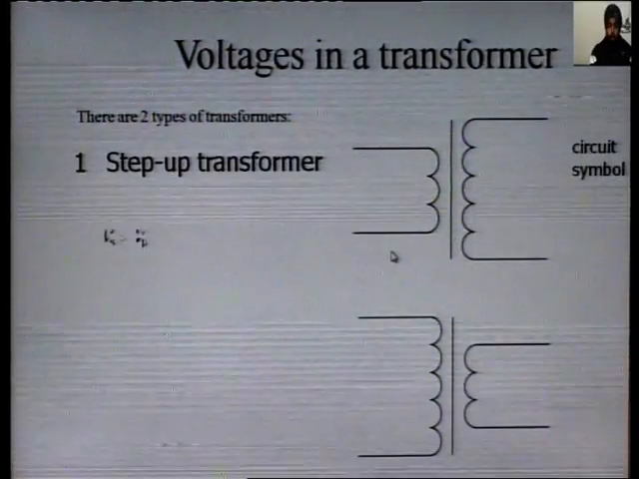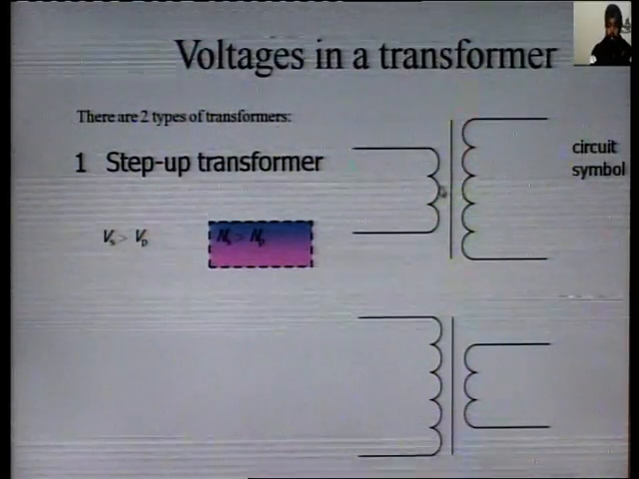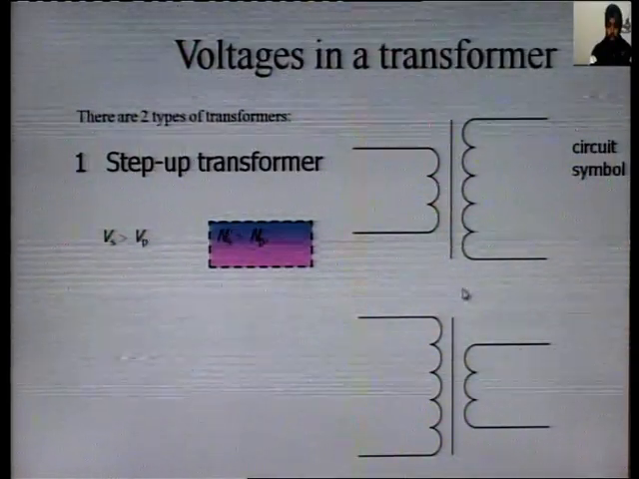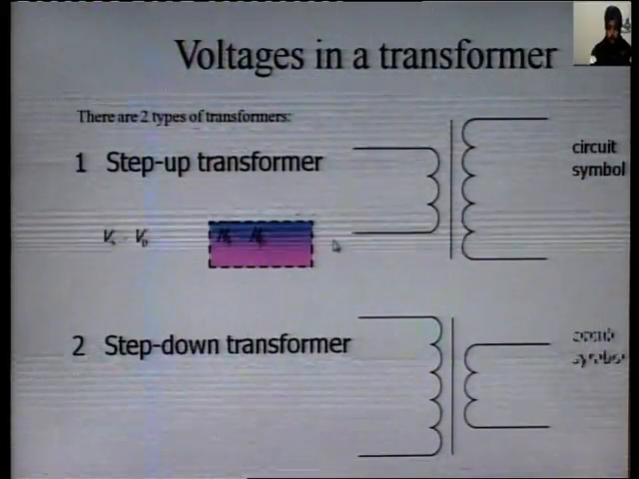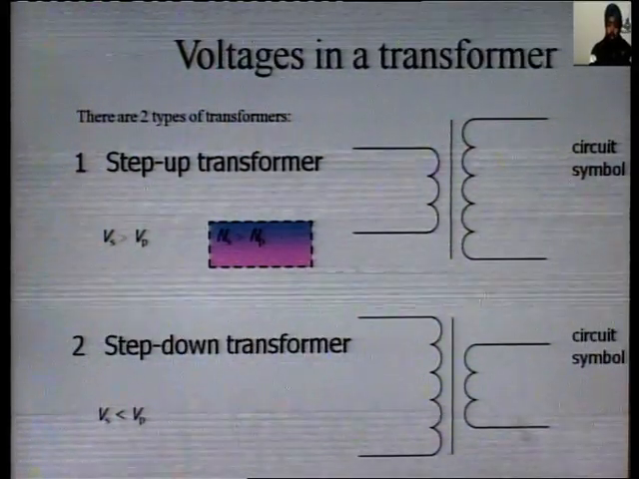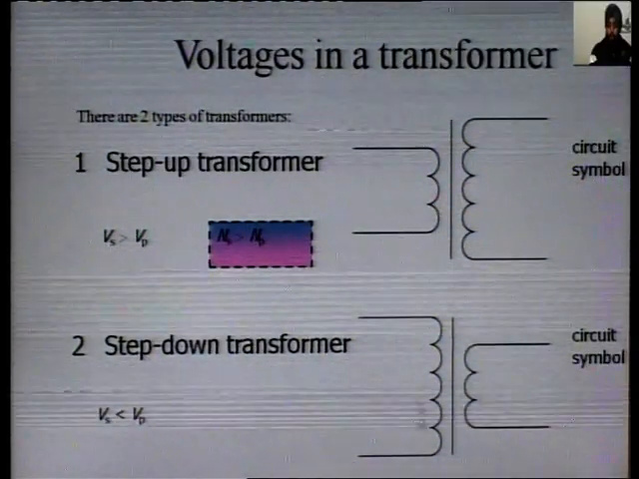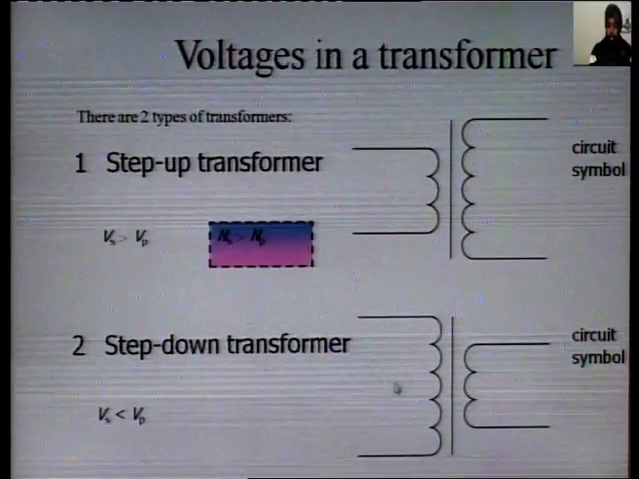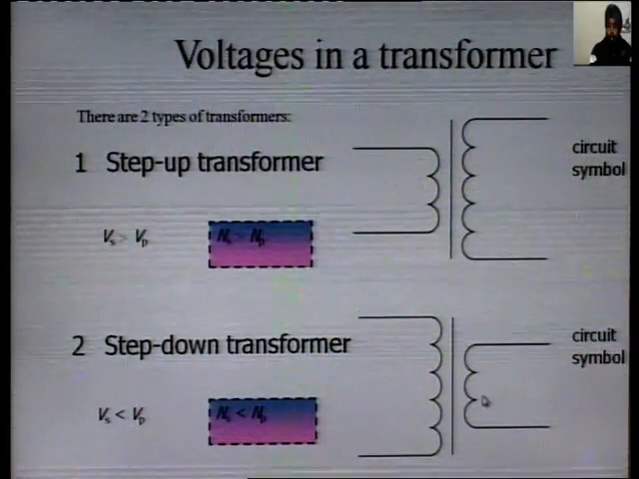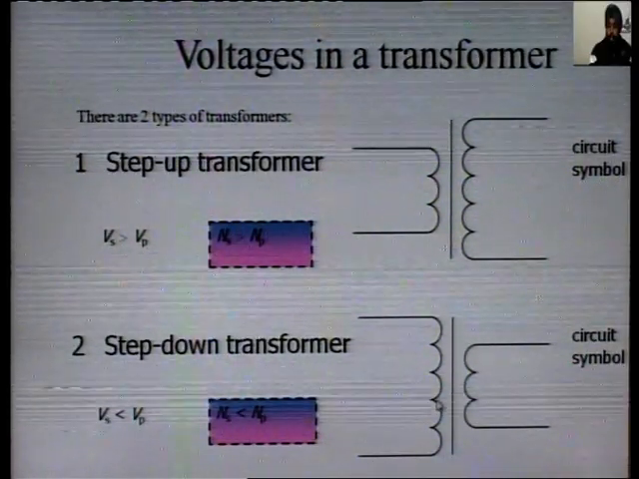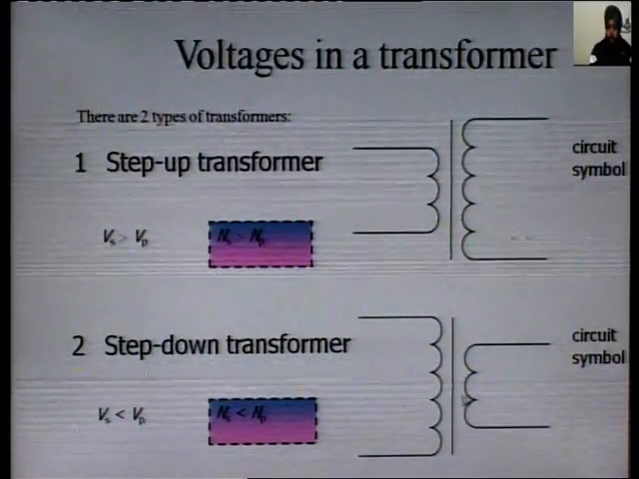In the step up transformer, the secondary voltage is greater than the primary voltage, and the number of turns on the secondary side is greater than the number of turns on the primary side. In the step down transformer, the voltage on the secondary side is less than the voltage on the primary side, and this is achieved when the number of turns on the secondary side is less than the number of turns on the primary side. So the number of turns on the primary side is more than the number of turns on the secondary side.